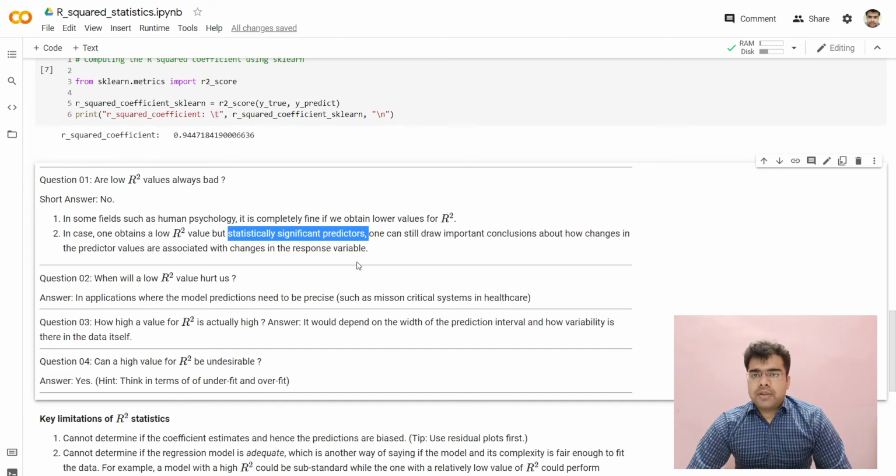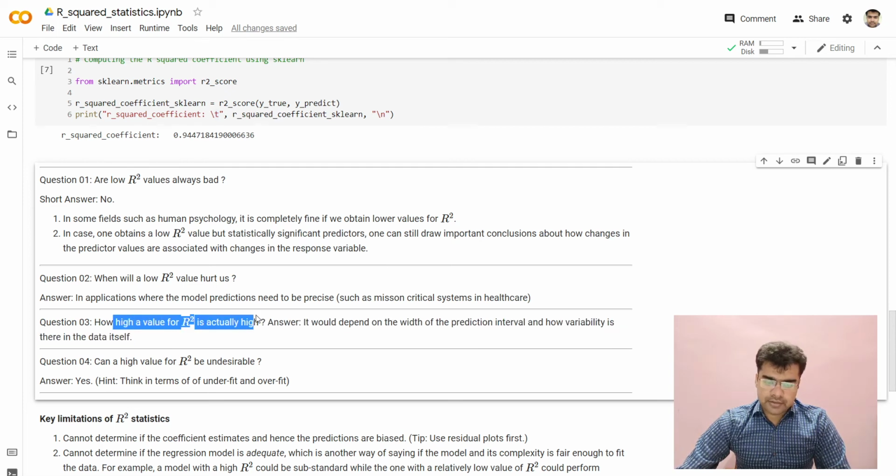The third question that is asked is quite subjective in nature, and that question is how high a value for R squared is actually high. In general, we say that a model which gives a high value for R squared is a better model. But then the question is, what is high? Is there any threshold or a proper definition of what high is? The short answer is that there is no such clear-cut definition. It all depends upon the prediction interval and the total response variation contained in the target variable. That variation in the response is going to dictate what value should be considered high.